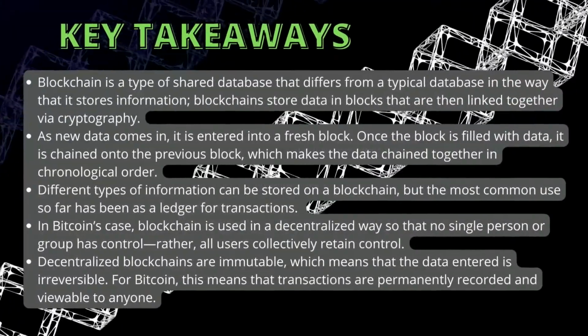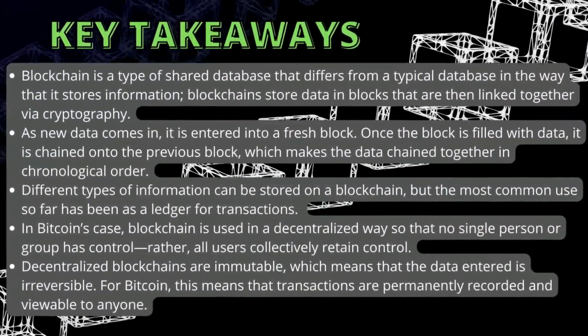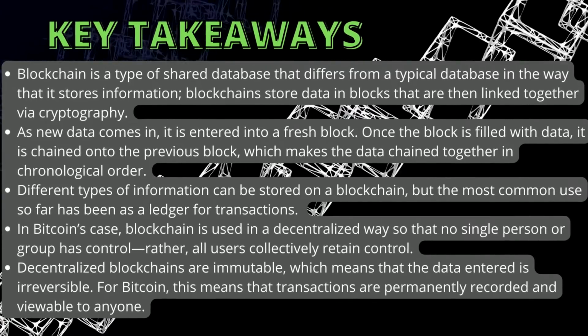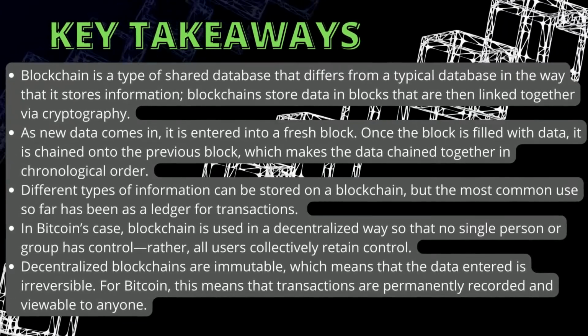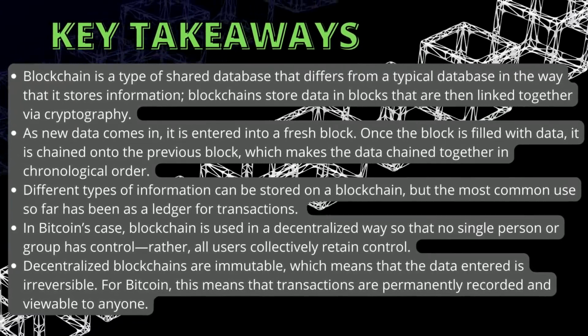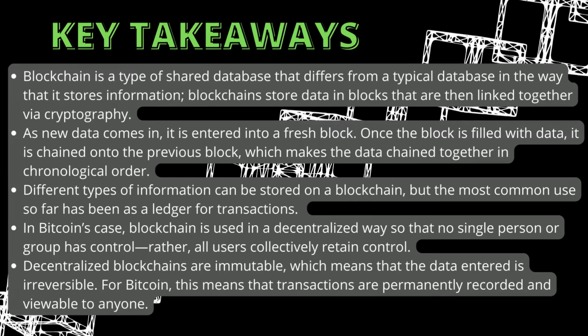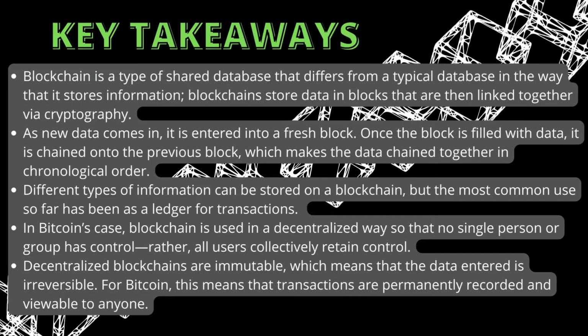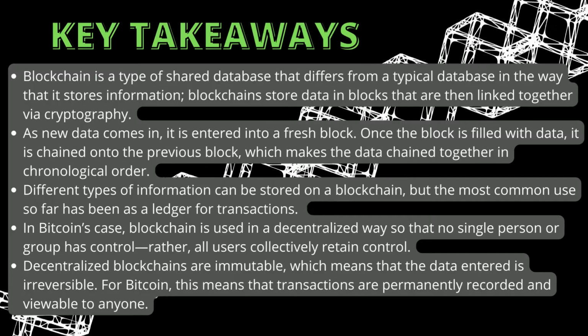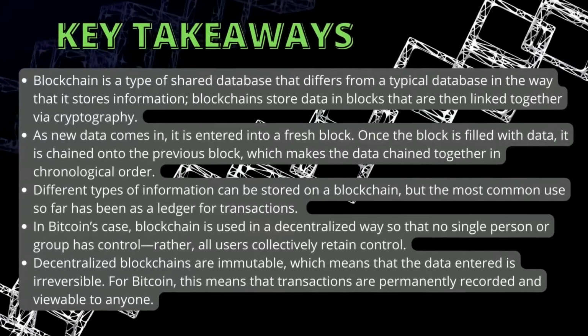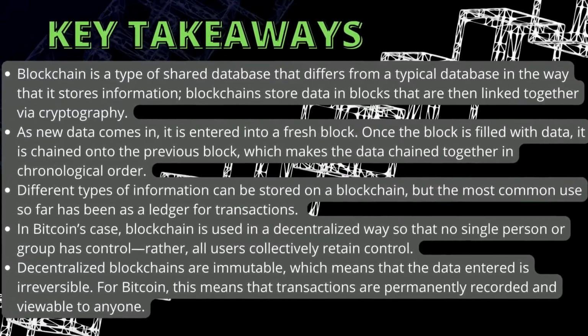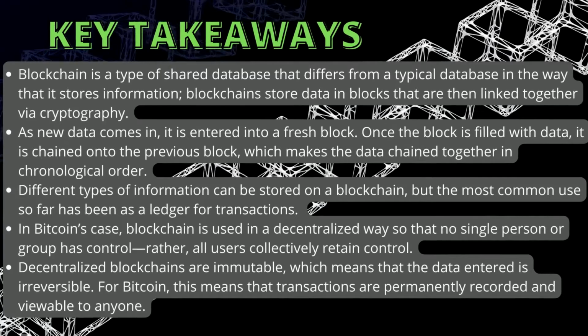Key takeaways. Blockchain is a type of shared database that differs from a typical database in the way that it stores information. Blockchains store data in blocks that are then linked together via cryptography. As new data comes in, it's entered into a fresh block. Once the block is filled with data, it is chained to the previous block, which makes the data chain together in chronological order.